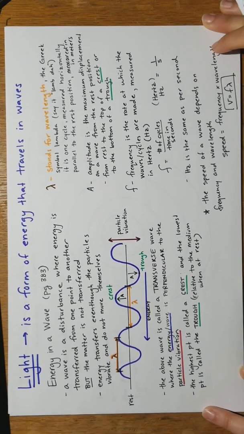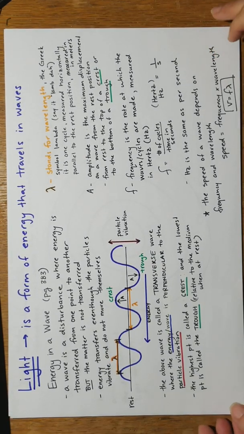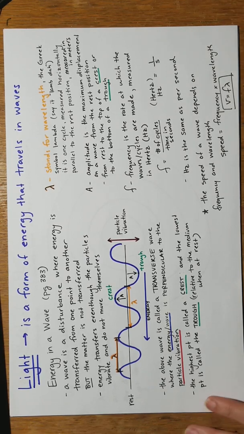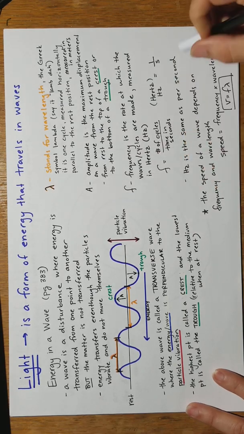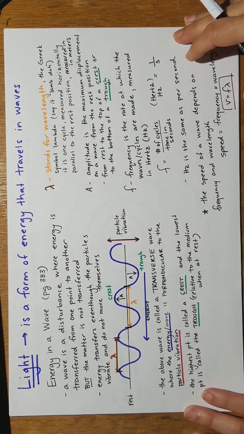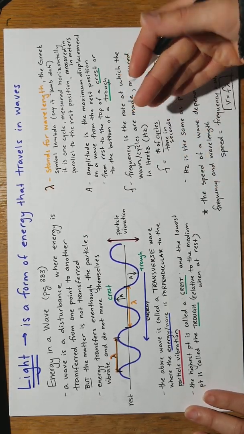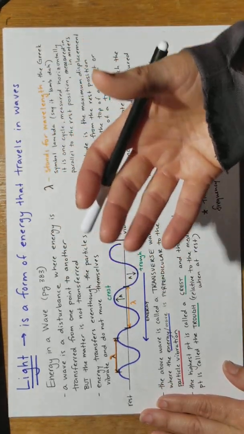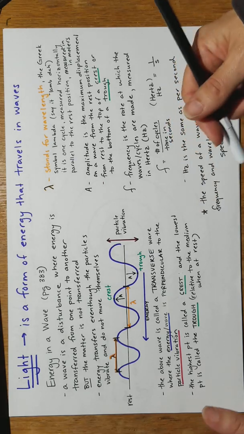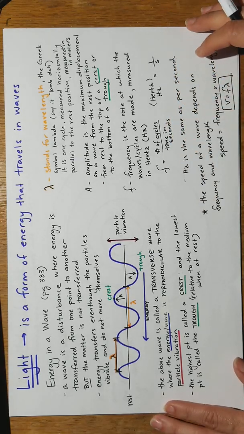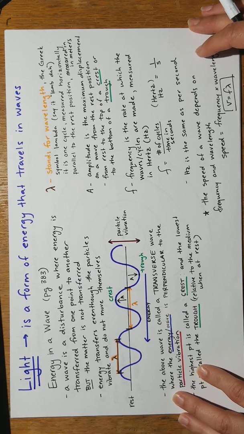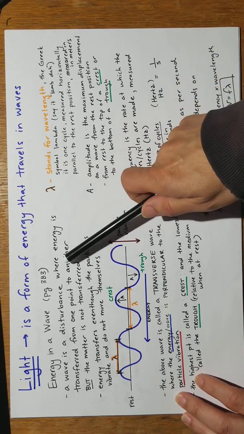Okay, so we're going to talk about light as a form of energy that travels in waves. You've previously done some notes on the spectrum of light, and light is not just visible light. We're talking about all forms of light. I know when we think of light, you think of a light bulb, you think of illuminating, but light also includes radio waves, microwaves, X-rays. Those are also light. We just can't see them with our eyes.